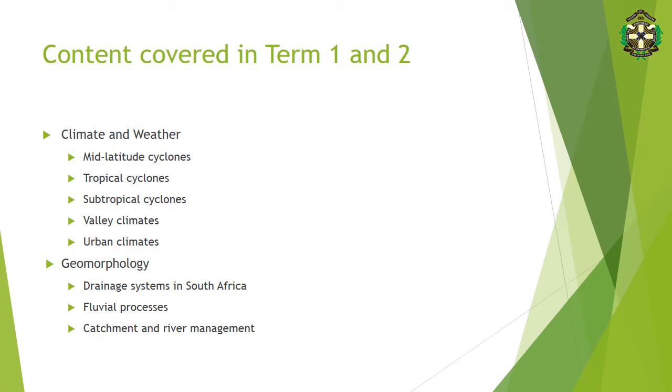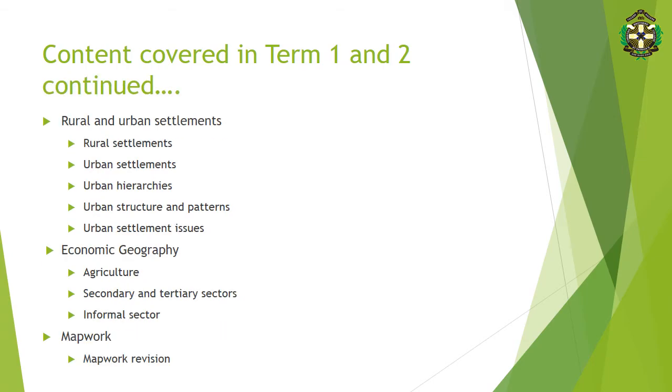What did we cover in term 1 and 2? We looked at climate and weather as well as geomorphology and all the subtopics listed on here. We also covered rural and urban settlements, economic geography, as well as map work. When covering these topics, we of course look at examples from all over the world, but there's a specific focus on South African examples.